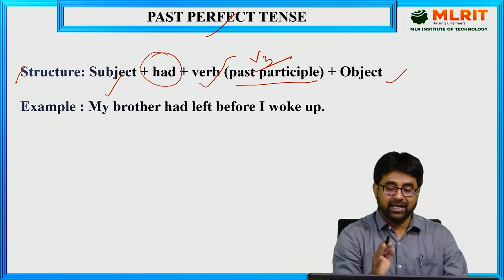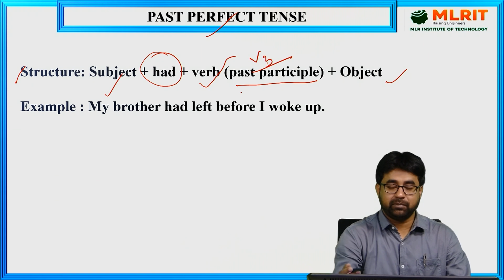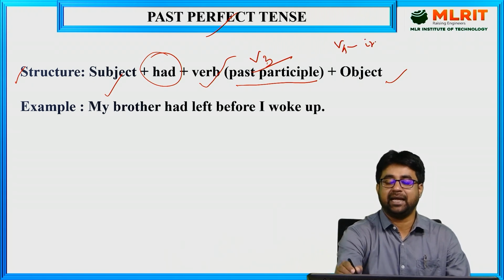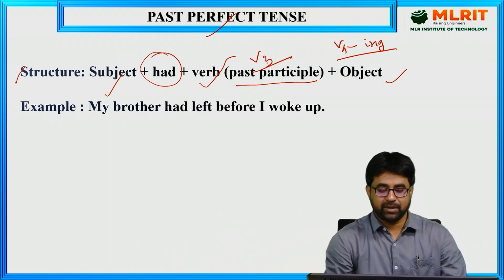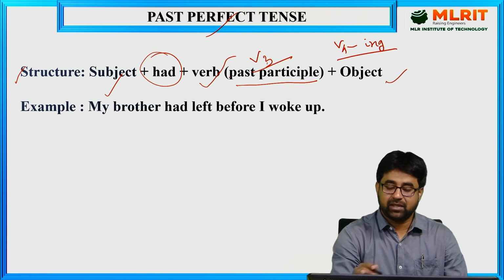Please remember, V1 is the main verb, present form, V2 is the past form, V3 is the past participle form, and V4 is the ing form. Please remember this. So what is the structure? Subject plus had plus V3 plus object.